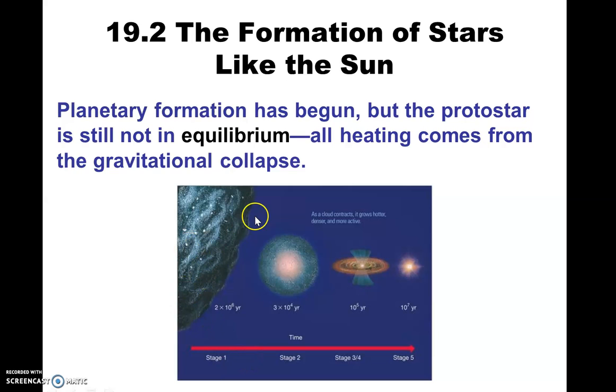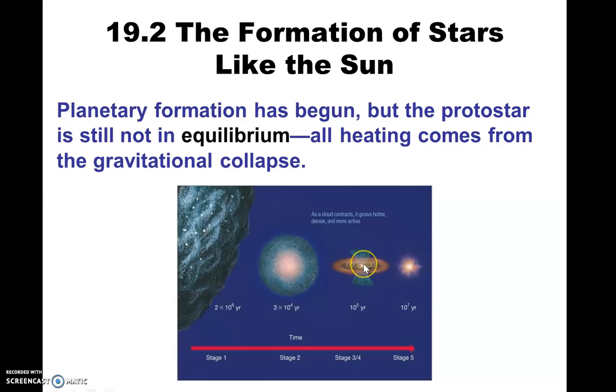So stage 1 is this gigantic cloud. Here's stage 2. And stage 3, and 3 through 4, and so forth. So they're just kind of showing it. A big thing to talk about is this idea of equilibrium, right? So what happens with the protostar is it's heating up, and it gets hotter and hotter and hotter.